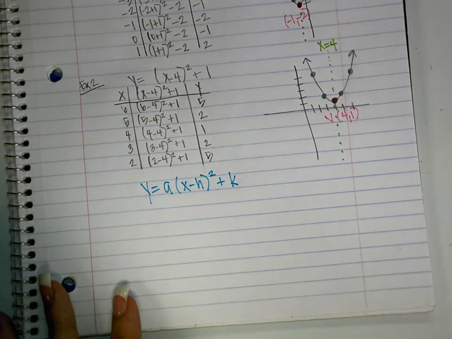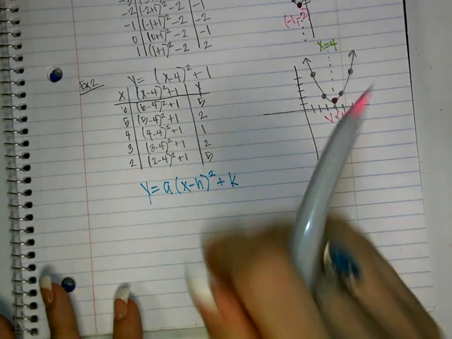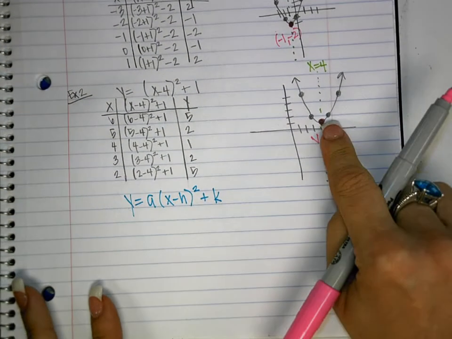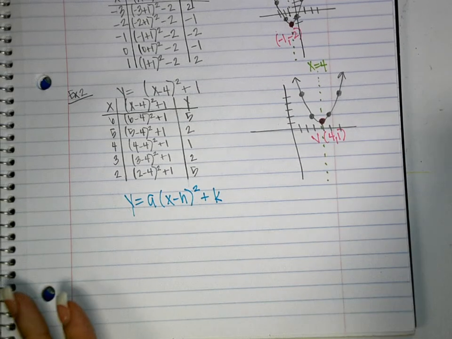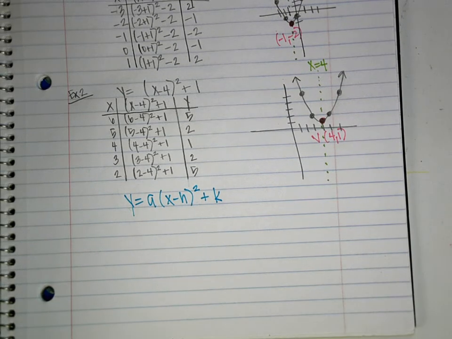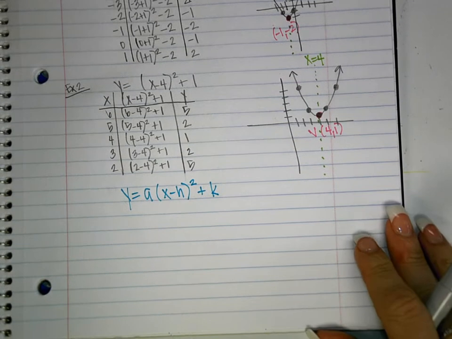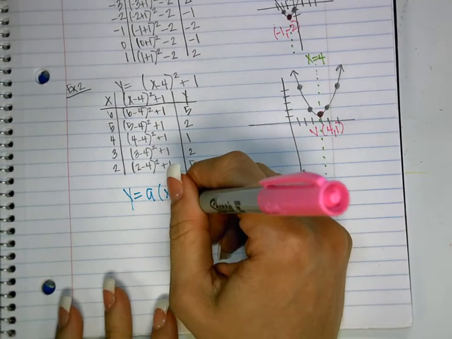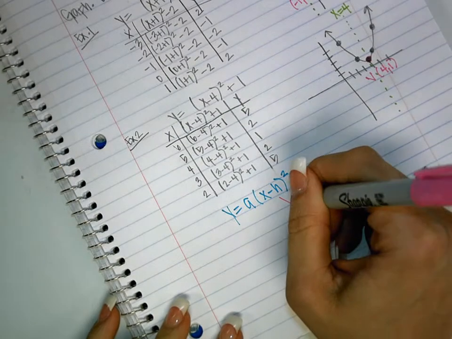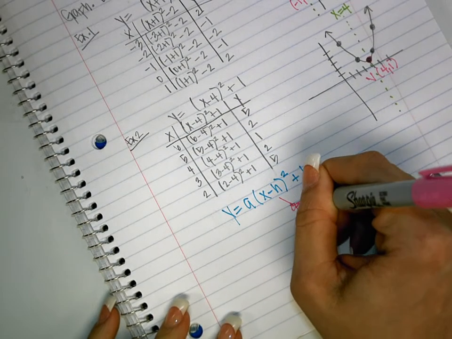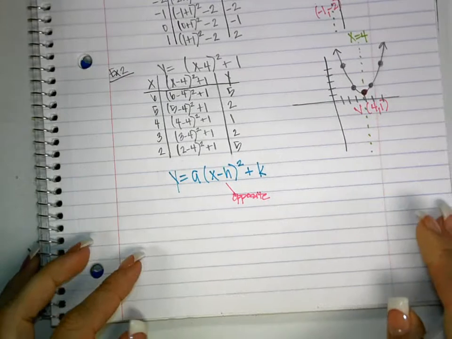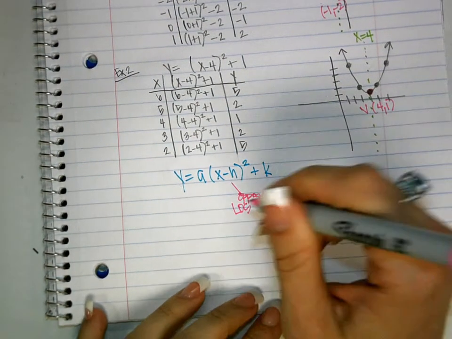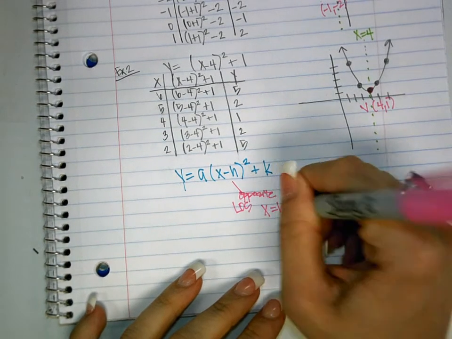So how did you get the vertex? How did I know this was the vertex? Because this is the tip. That's the end point. It's the middle. Okay? So your line of symmetry can come from changing what's in the parentheses. If you take the opposite sign of what's in your parentheses, that gives you your line of symmetry. Our line of symmetry is always going to be x equals h.